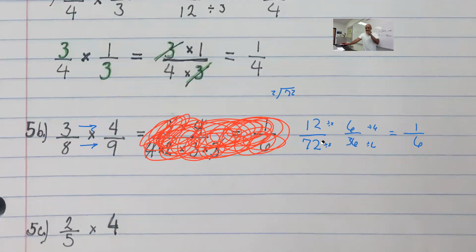Okay, so not too bad, but again, the simplifying process can be very intimidating. Let's do the second method to see if it makes a difference. All right, so here, ladies and gentlemen, I'm still multiplying 3 times 4 and then 8 times 9. However, before I multiply, I'm going to cross out anything that I have in common. So I have a 3 in the numerator. Do we have a 3 in the denominator?